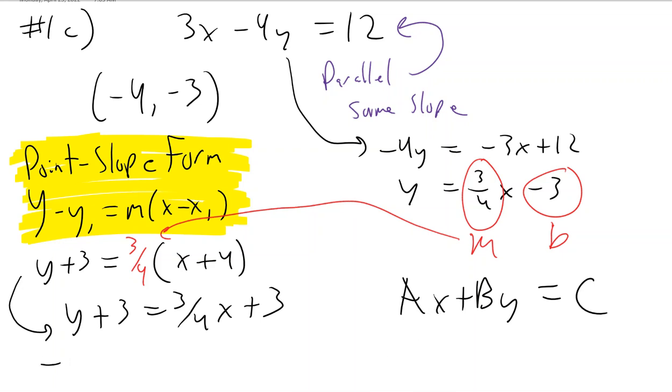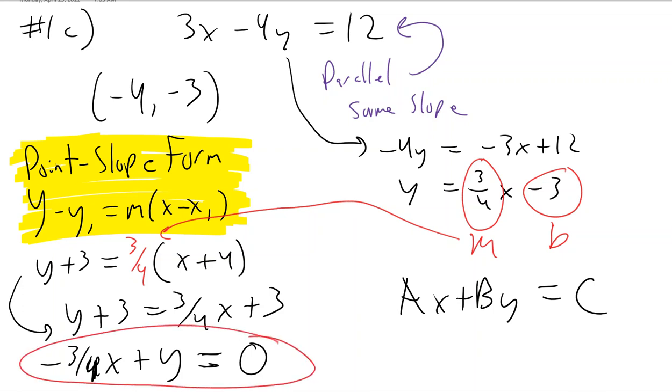Move the x's over. I'll move them to the left. Keep my y's on the left, and then move this +3 over so that the constant's on the right. And then that would be fine with me. If you really want to multiply everything by 4, you could. That would get rid of fractions, but I wouldn't really consider that any more simplified, so I'd stop there.